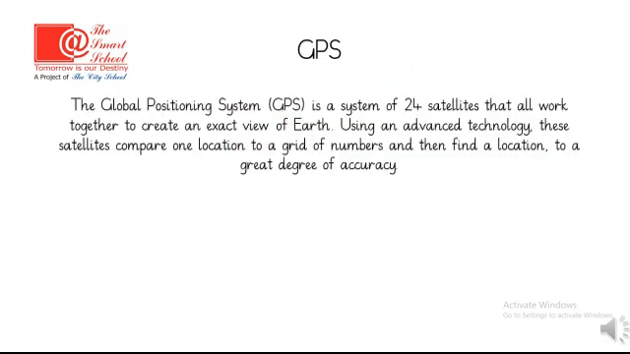Now, what is GPS? The Global Positioning System. GPS is the Global Positioning System. This system is of 24 satellites that all work together to create an exact view of Earth. Using an advanced technology, these satellites compare one location to a grid of numbers and then find a location to a great degree of accuracy.